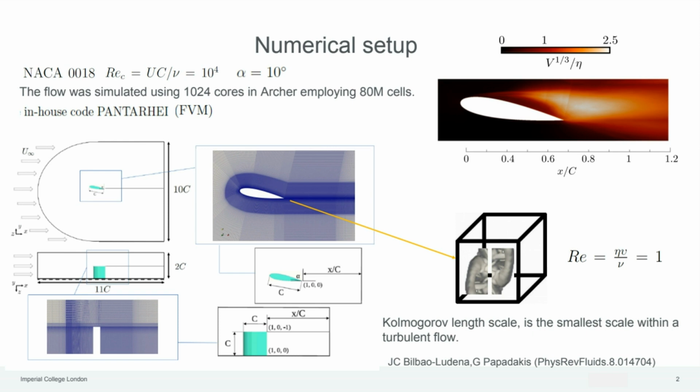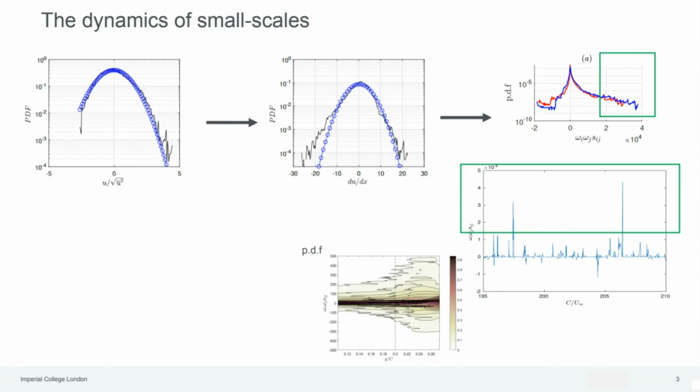And in some other works, we go also sub-Kolmogorov. We have validated this work, and you can see also in our work more in vortex dynamics that we published in Physical Review. A few words on the motivation. Why do we care and we work with small-scale dynamics?